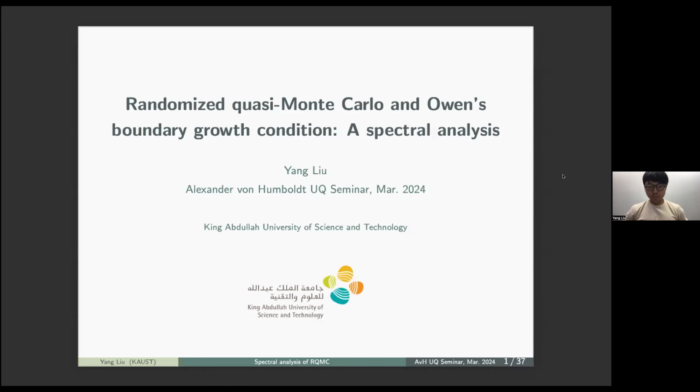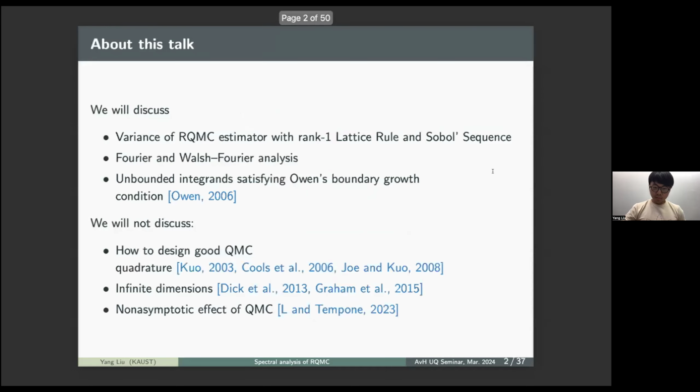One of my research group's topics: the randomized quasi-Monte Carlo and Owen's boundary growth condition with spectral analysis. Today we'll study the variance of the randomized quasi-Monte Carlo estimator with two of the most commonly studied low discrepancy sequences, the rank 1 lattice rule and the Sobol sequence. We'll use the Fourier and the Walsh-Fourier analysis for the spectral analysis.